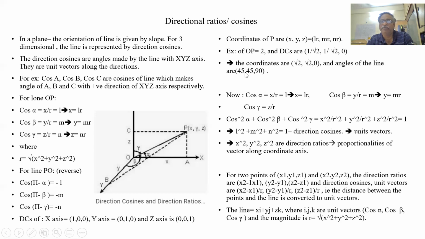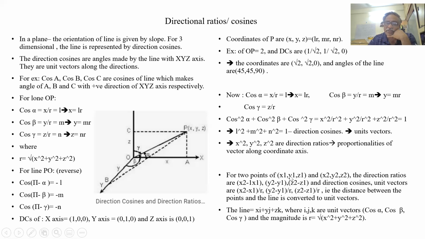And what is the point? 45 degrees, 45 degrees and 90 degrees. So ultimately, cos square alpha plus cos square beta plus cos square gamma is 1. So here these are the DCs: 1 by 2 plus 1 by 2 plus 0. That is 1. Okay.